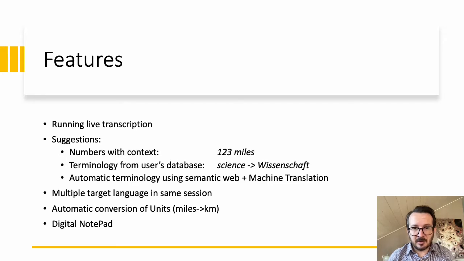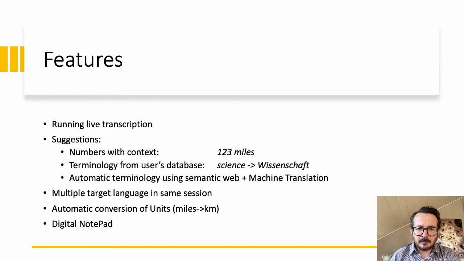What are the basic features offered by this tool? We have the possibility to have a running live transcription, suggestions, especially for the simultaneous modality, so a prompt popping up suggestions, which are numbers with context, dates, and so on, and terminology, both from the user database, so vetted terminology, and also automatically generated terminology from the system, with translations generated from the system as a third kind of option of information that is displayed by the tool in real time.